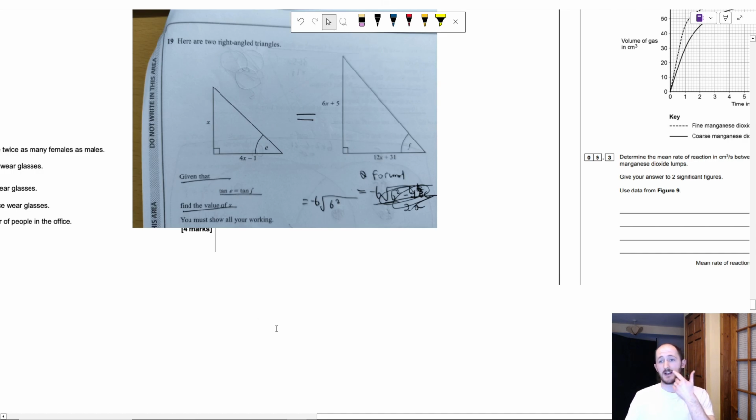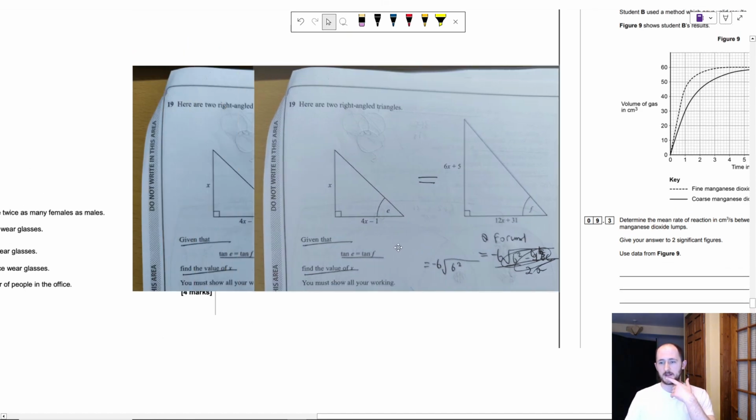Geometric sequence. It's not grade 9, but that was probably up there. Okay.